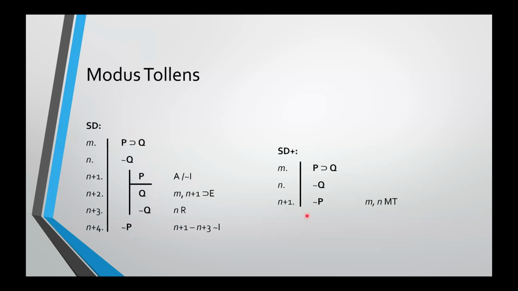In SD plus, you can do this in one step. You just have the conditional, the negation of the consequent, and then you can immediately infer the negation of the antecedent. And then you just cite it with the line numbers that these first two are on, and MT, which stands for modus tollens, which is the traditional Latin name for this particular inference.